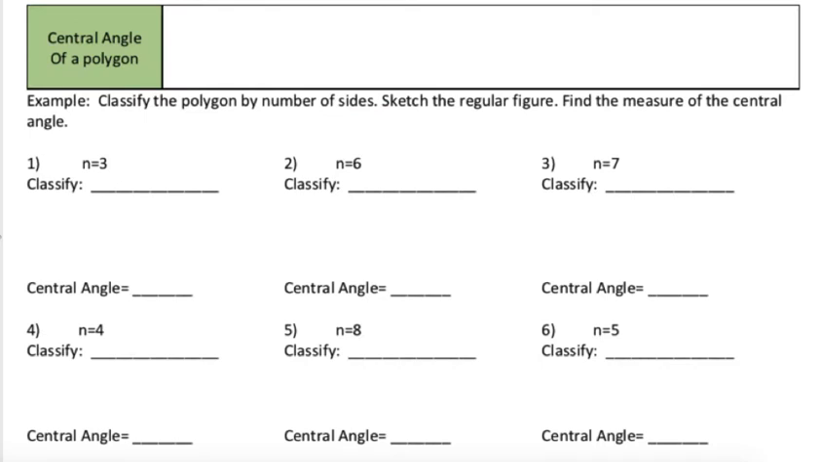One of the characteristics of a regular polygon is called the central angle. And this is the angle created by two radii, or radiuses, and the vertex at the center.